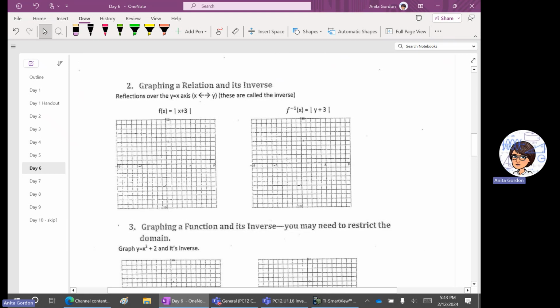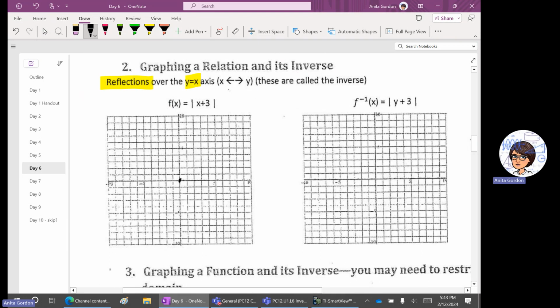Graphing a relation and its inverse. So I've seen many different ways of explaining this. And one of the ways, we're going to talk about this visually, and we're going to talk about this algebraically. And the best way that we can think of this visually is an inverse relationship is a reflection over the y equals x line. So remember we talked about a flip backwards or upside down as we flip it over the x or y axis. When we talk about an inverse relationship, we are flipping it over y equals x.